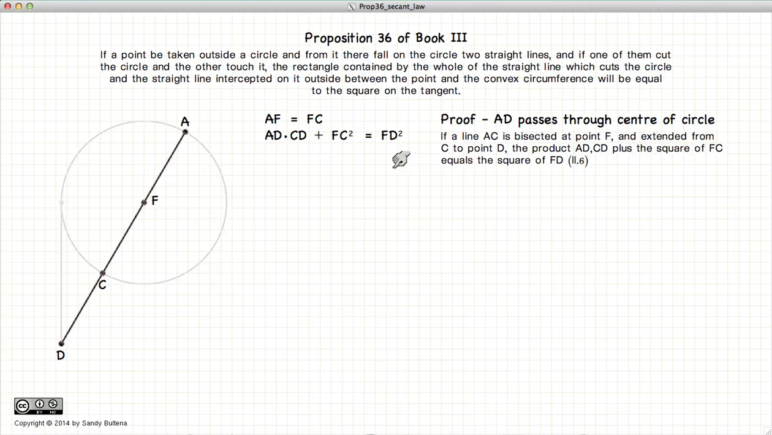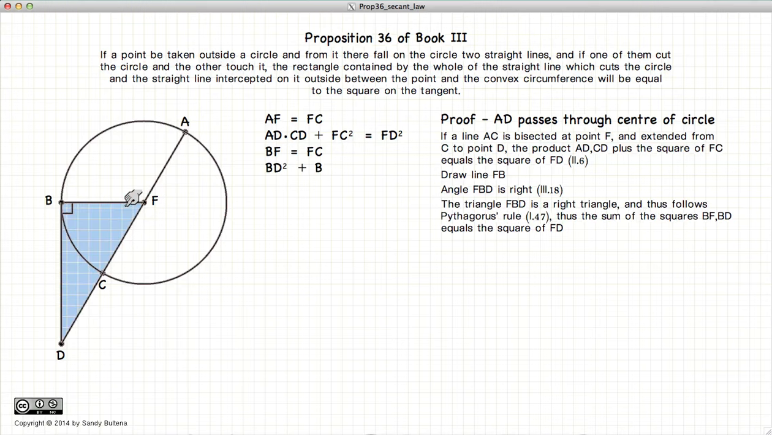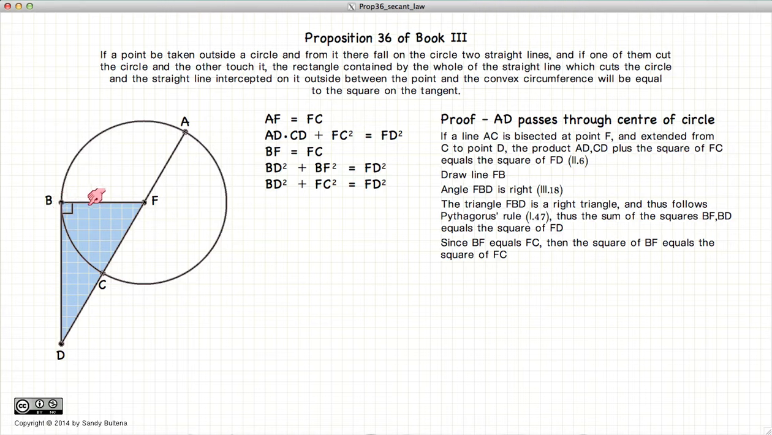again, we have this equality. We'll draw a line from B to F, F being the center of the circle. Now, FD all squared is equal to BD squared plus BF squared. This is just Pythagoras' theorem right here. Now, since BF is equal to FC, because they are both radii of the same circle, I'm just rewriting this equation so that I have BD squared plus FC squared equals FD squared.